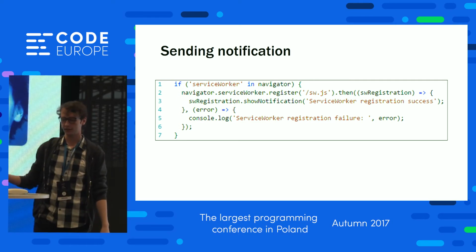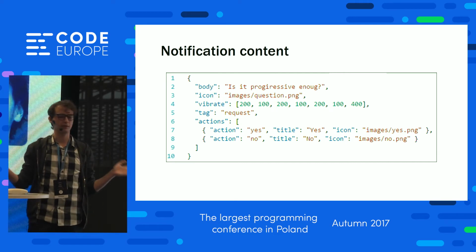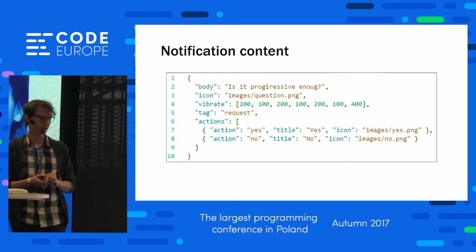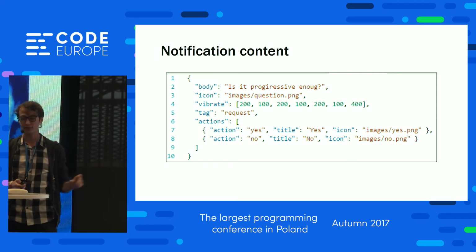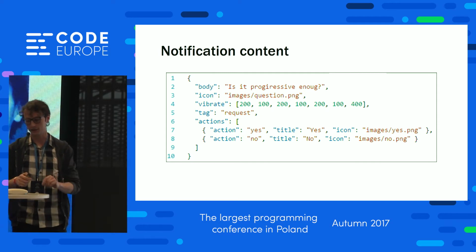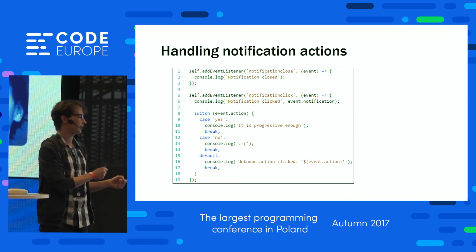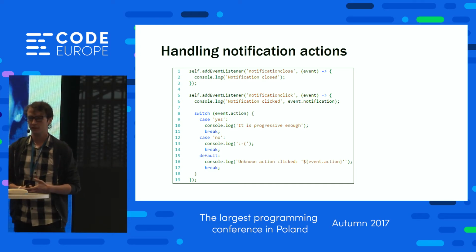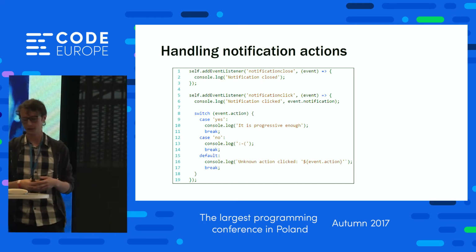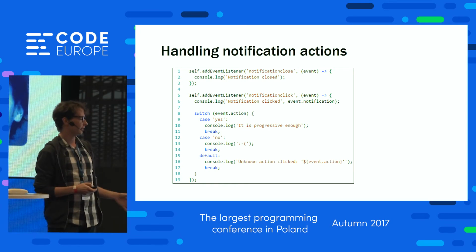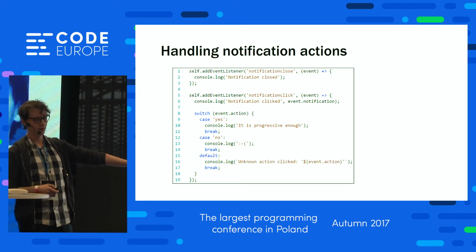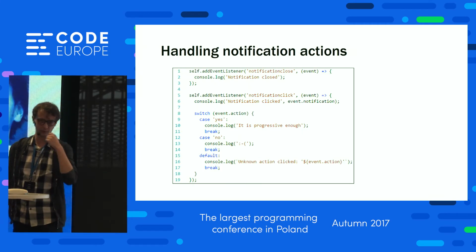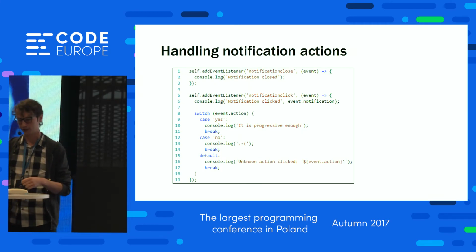In other cases, it can contain icons, badges, images, whatever, even a vibration pattern for your phone to play some vibration music when the notification comes. More importantly, though, it contains actions. You can define custom actions that can be performed on your notification, and you can handle them easily in your service worker using notification close and notification click events. And of course, as we defined in those actions, yes and no, the same values come back in the action variable, so you can have a switch based on what the user clicked and perform different actions.